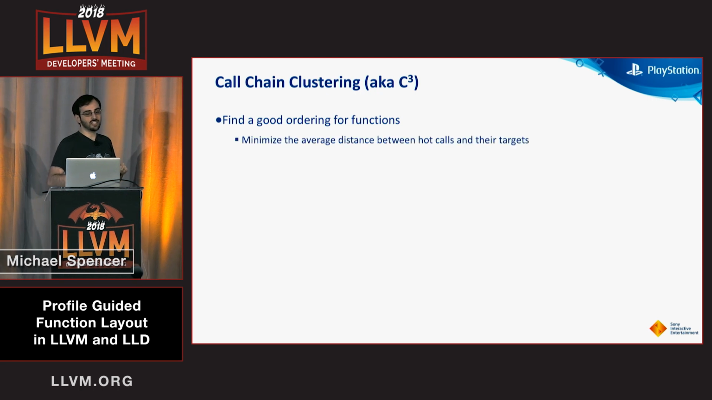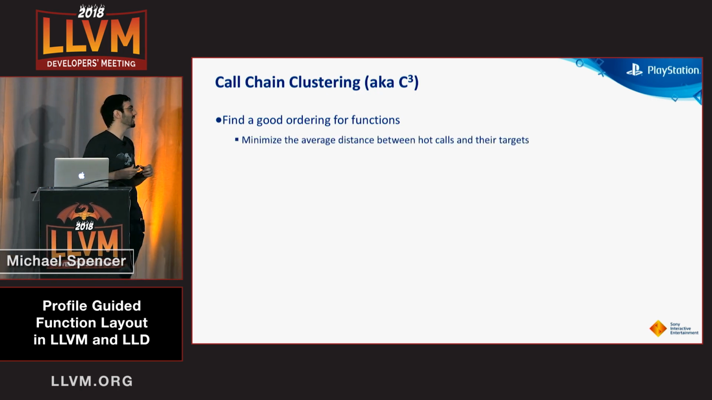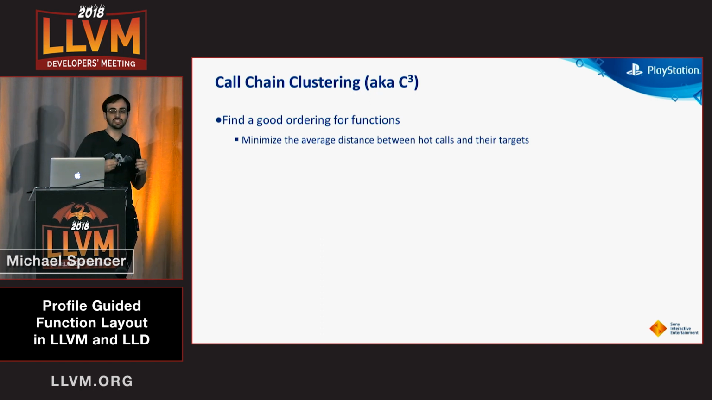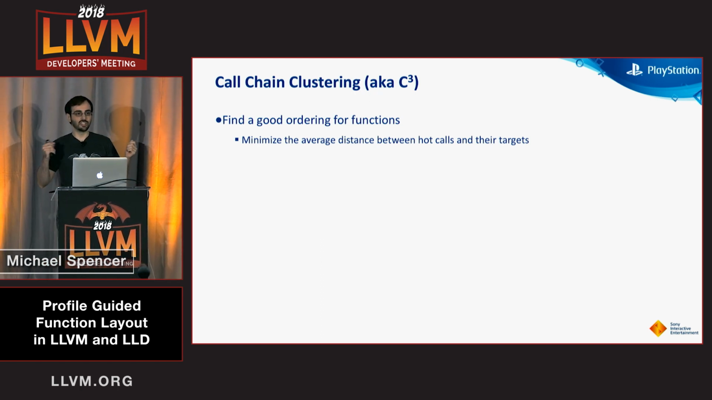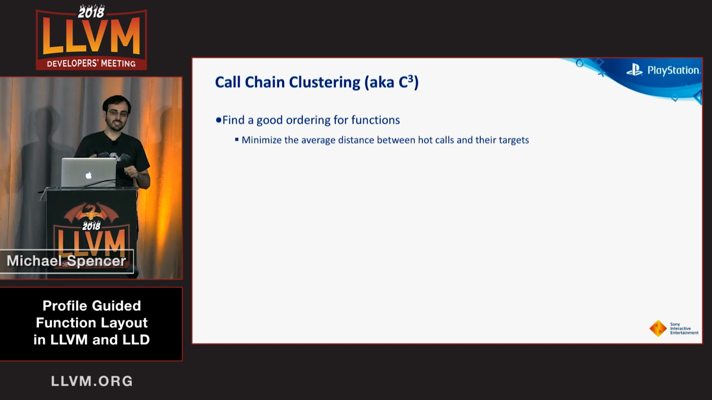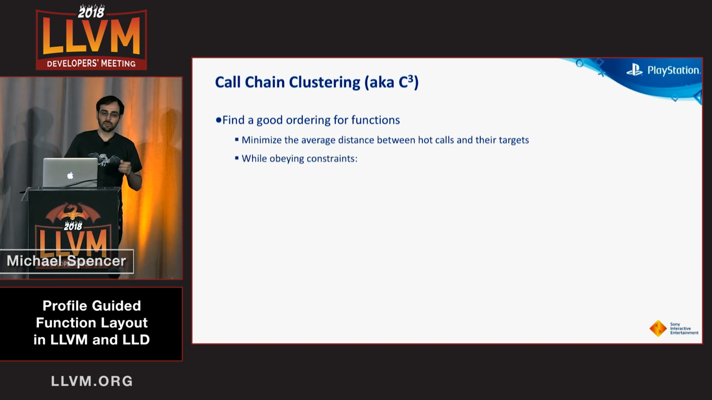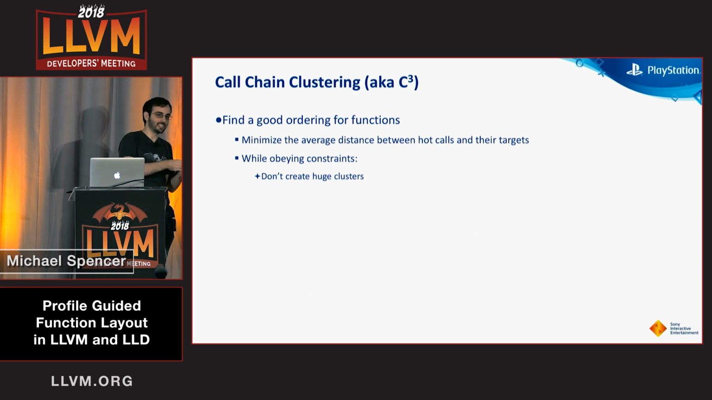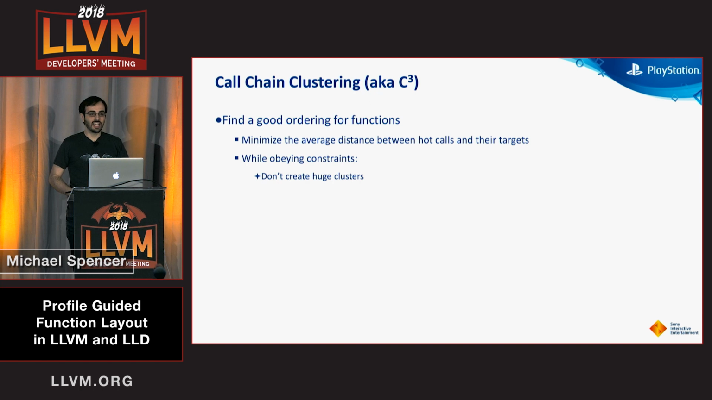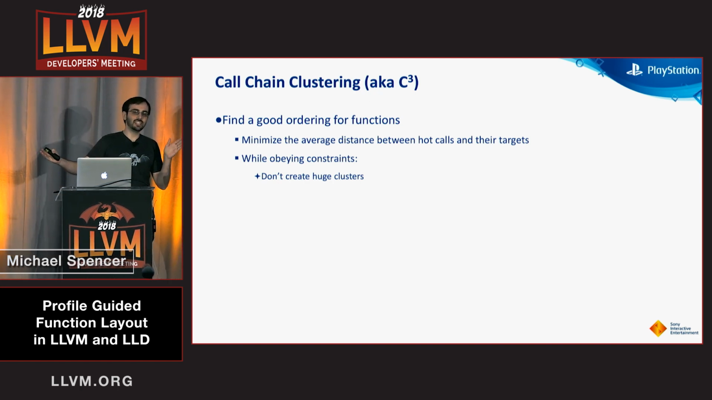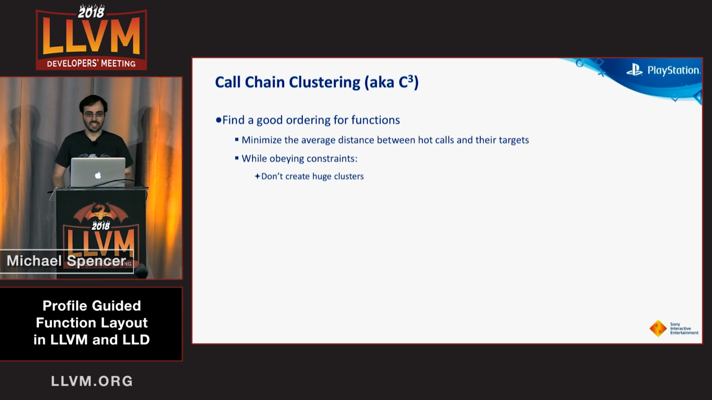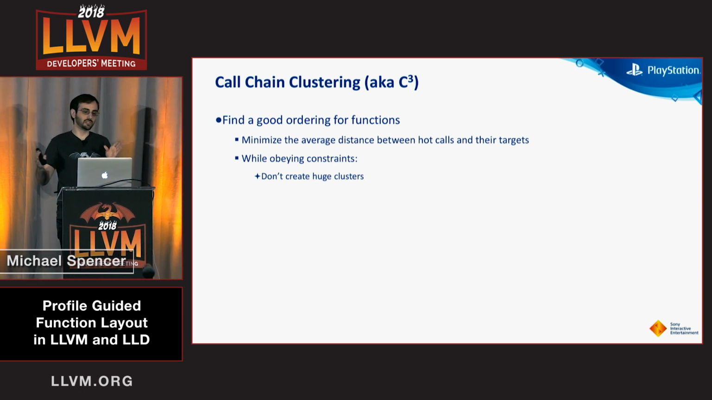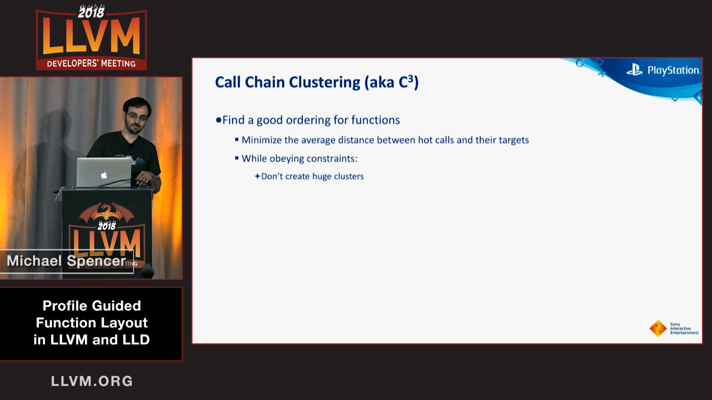And the main intuition of this heuristic is that we want to minimize the average distance between hot calls and their targets. But we need to do this while obeying some constraints. When we're forming clusters, we don't want to create too huge of clusters. We have a cache hierarchy, starting at 64-byte cache lines and going up until pages and whatnot. And if you make 1 gig clusters, you're not getting any locality benefits here. And so you do need to restrict clusters. And currently we restrict it to about 1 meg in size, which seems to be a good fit.